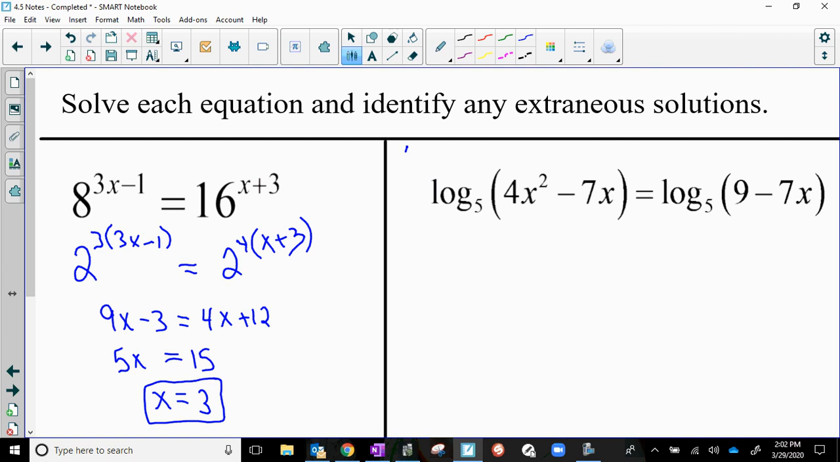So the next example is the one I'm going to have to remind myself to check for extraneous solutions. These values have to be positive after I get my answer. All right, so in this one, it's nicely set up for us. We have two logarithms equal and they have the same base. Since they have the same base, we can set those numbers, those n's, equal to each other.